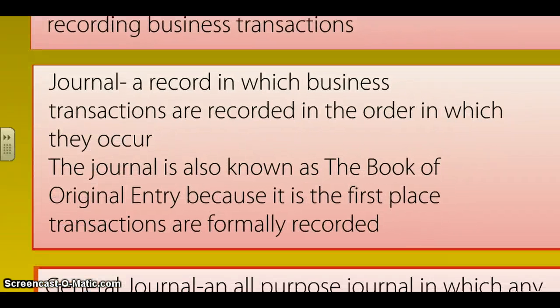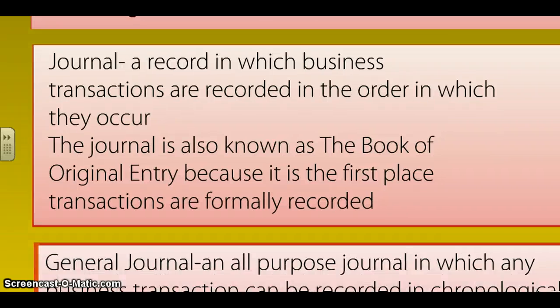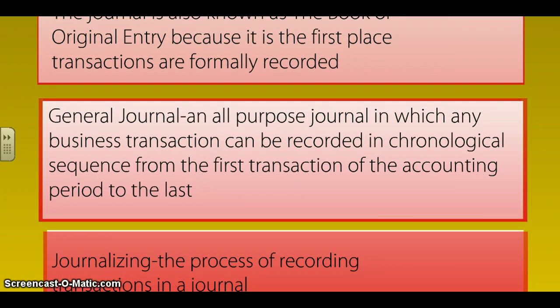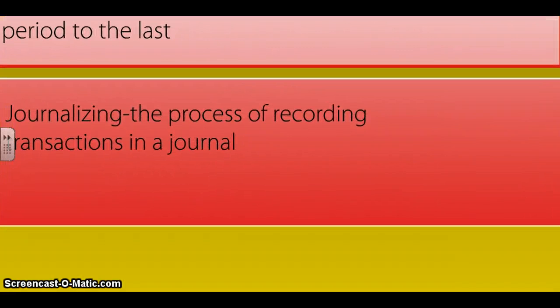And when we record that information, we record it into what's called a journal. And it's a record in which business transactions are recorded in the order that they occur. It's also known sometimes as the Book of Original Entry because it's the first place transactions are formally recorded. We're going to start with a general journal, which is an all-purpose journal, and we're going to record the transactions chronologically during that accounting period. And the process of recording to a journal is called journalizing.